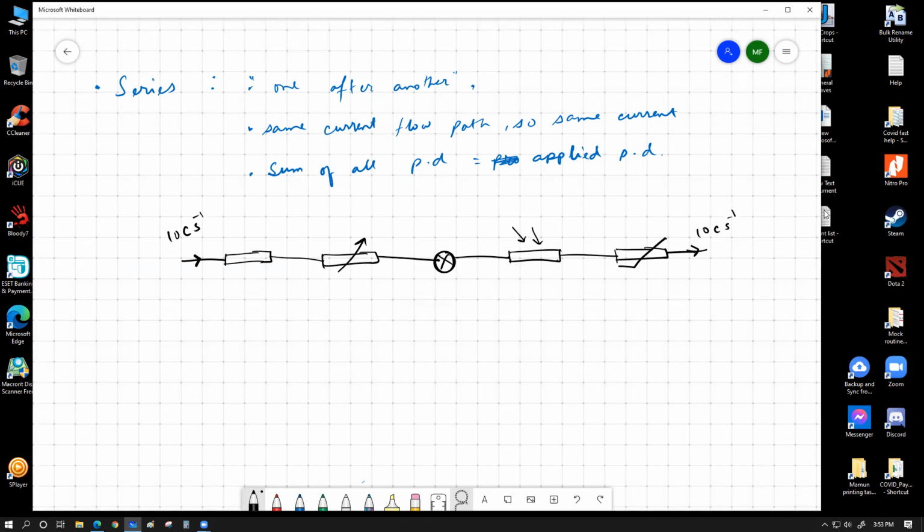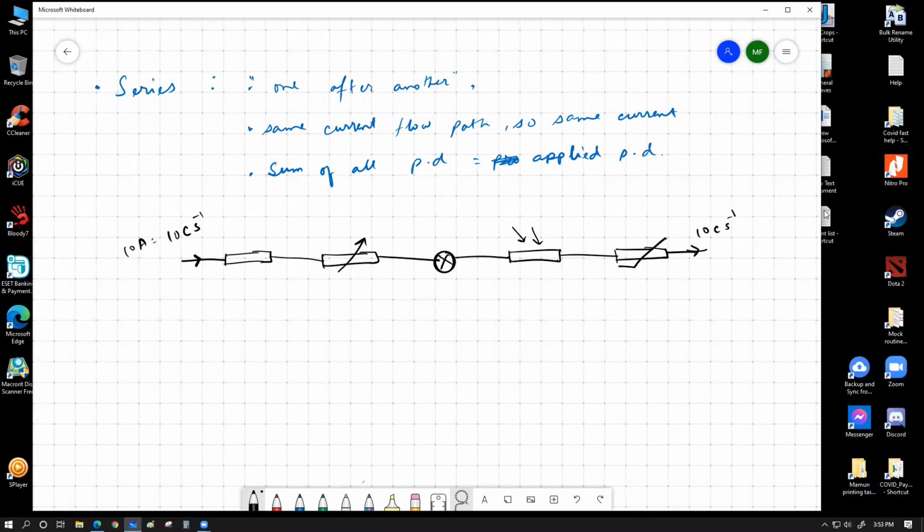So this basically means if you have 10 ampere of current flowing through any part of a series combination, you're going to have 10 ampere flowing through every part of this circuit, because there is simply no other way that you can have a different value of current. Like I said, charges are going to get in and go out at the same rate, because it's a closed single pathway. So that's the whole idea. Same current flow path, so same current. Every part of the series combination has the same current flowing through it.